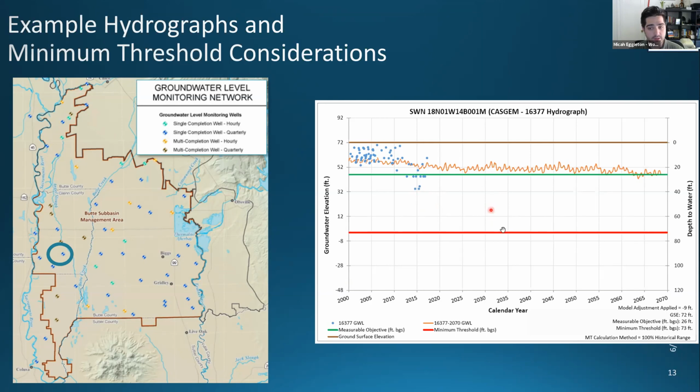If we hit drought conditions, it's fine. Because of the way we set our minimum threshold, it's the average of the last 5 years. Well, then roughly half of the last 5 years, we've been below the measurable objective, which is totally fine, because half the time we've also been above it.